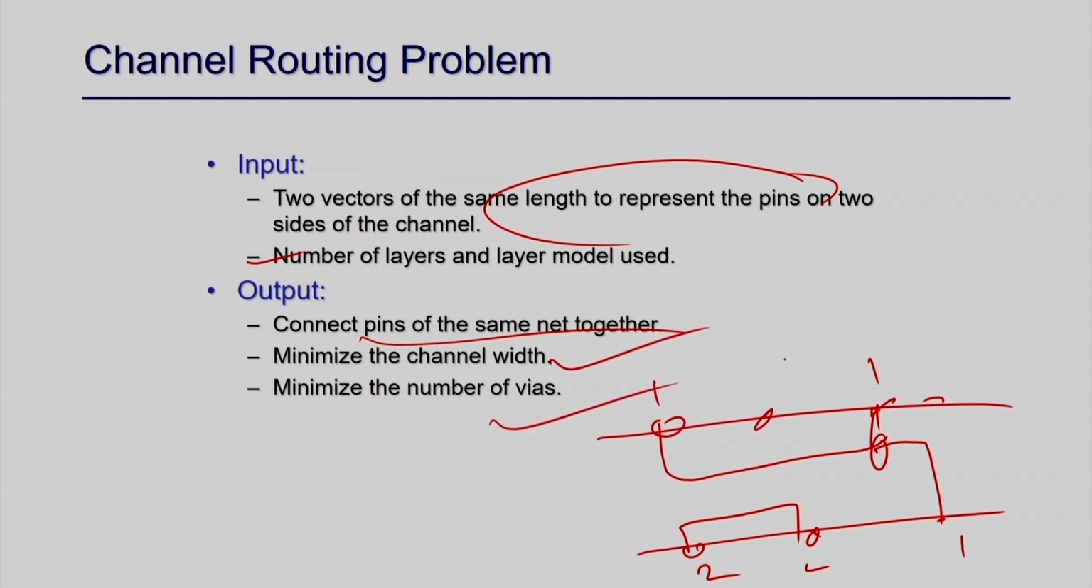channel width and number of vias. Channel width means the number of tracks, right. The channel width means the number of tracks, and also you try to reduce the vertical connections. Vias means you have to make a vertical connection, which you also try to reduce.